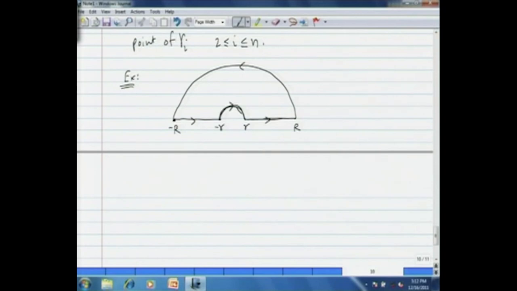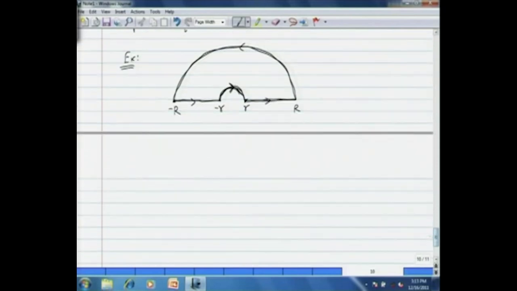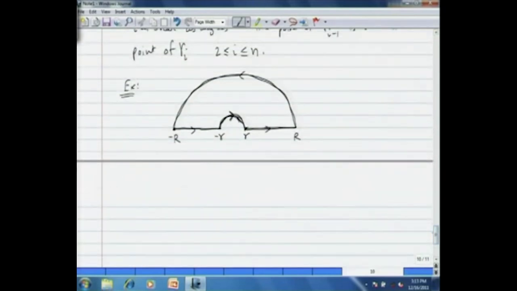Let me start here, it does not matter, and then go this way, this semicircle, this straight line, and then this semicircle in the clockwise direction. So, this is the curve I want to describe. I can realize this as a join of 4 curves.